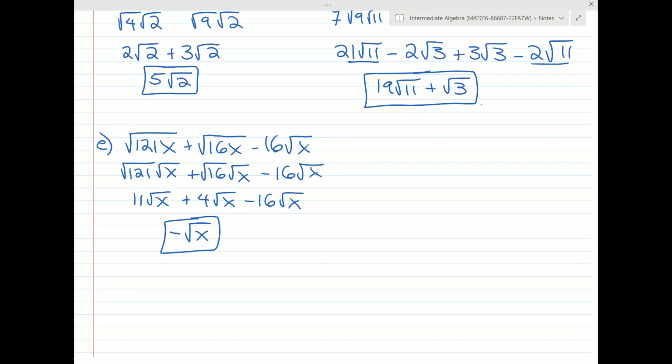Can I ask something? Yeah, question. I kind of got confused. Where did you get the 11 root x? Yeah, so the square root of 121 is 11. Oh, that's okay. All right, good question.